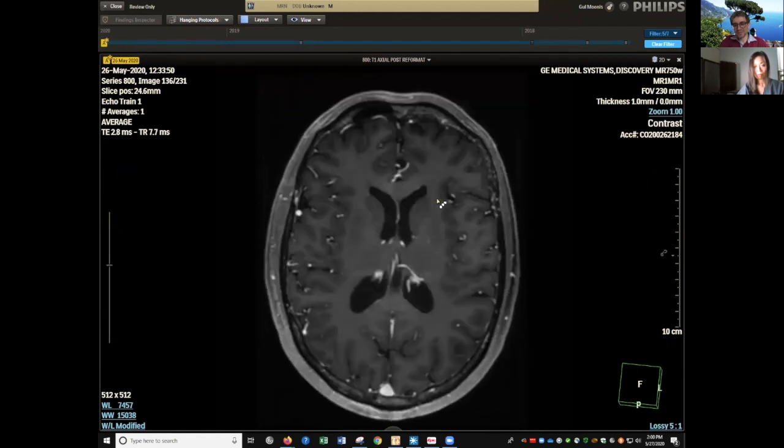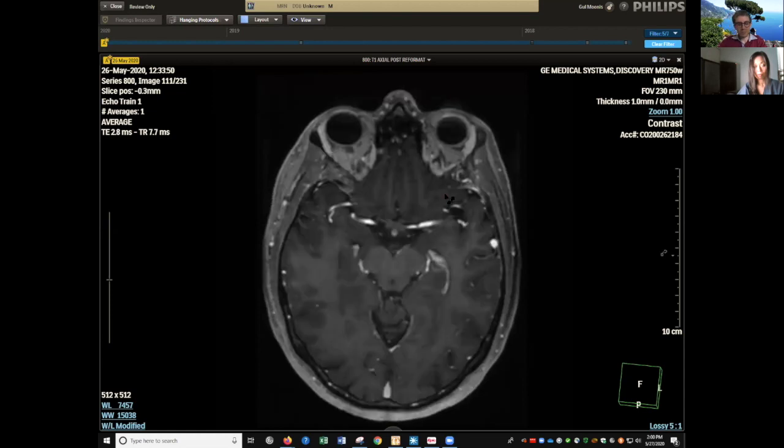So my second case has been a spin-off. I showed you IAC neurosarcoid. I showed you some nasal sarcoid and brain sarcoid, presenting both as leptomeningeal enhancement and also as an intraparenchymal mass.